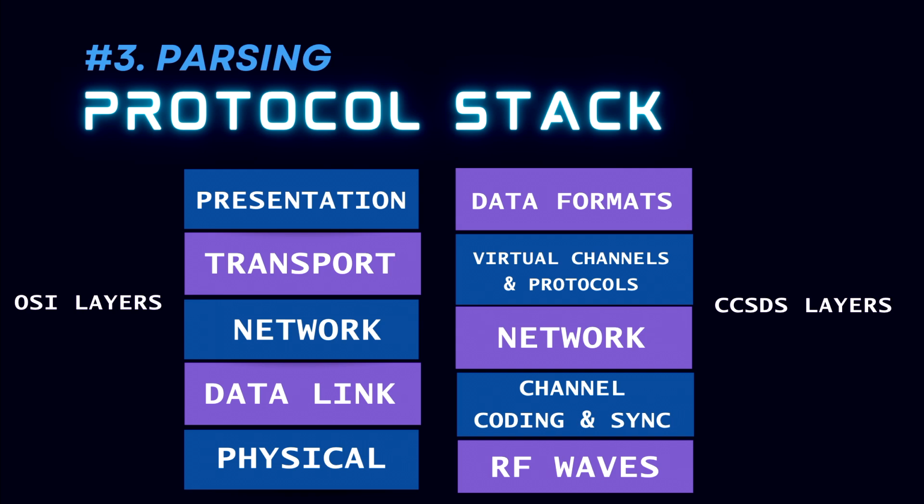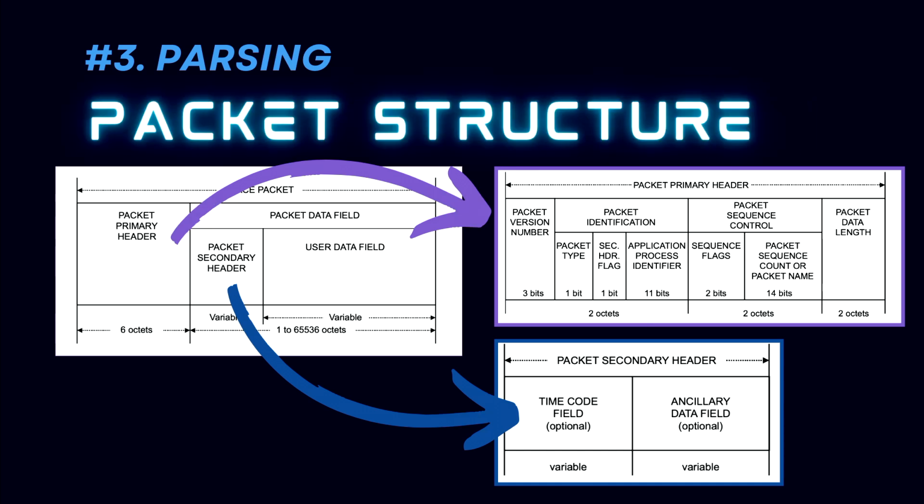So looking into CCSDS a little bit further and referencing it to the standard OSI model, you can see that on the physical layer, it uses radio frequency waves. On the data link, it uses channel coding and synchronization. And then it also uses custom data formats layered on top of virtual channels and protocols. Here's a screenshot of the CCSDS space packet protocol I took from the Blue Book series. And you can see that the space packet is relatively simple. It has a packet primary header, and appended to the back of it is the data field. The data field is partitioned into 2 segments. It has the secondary header, which includes more metadata about the packet itself, alongside the user data field.